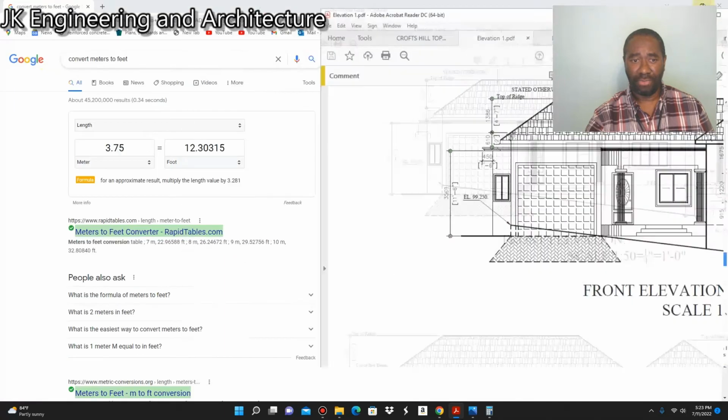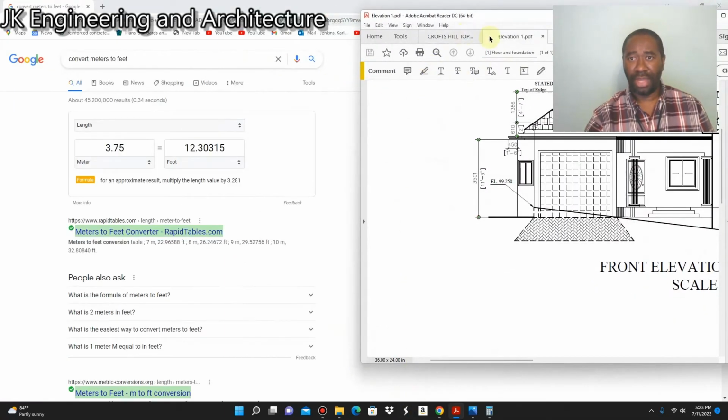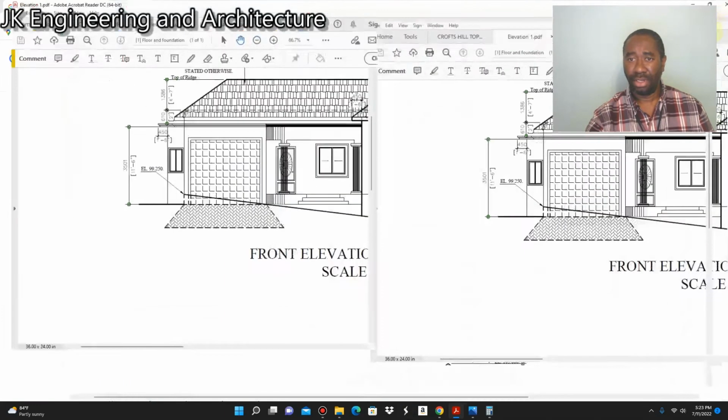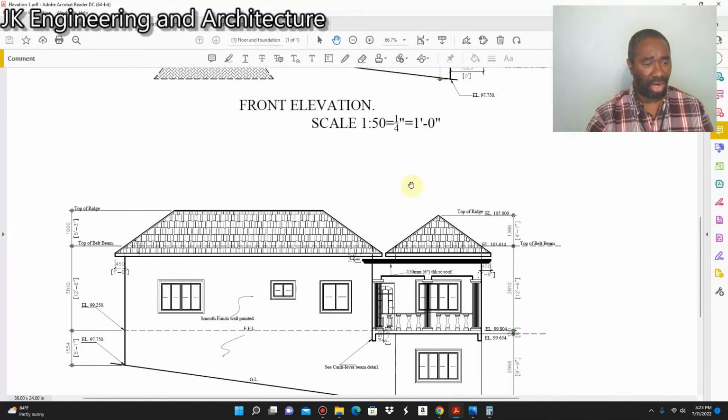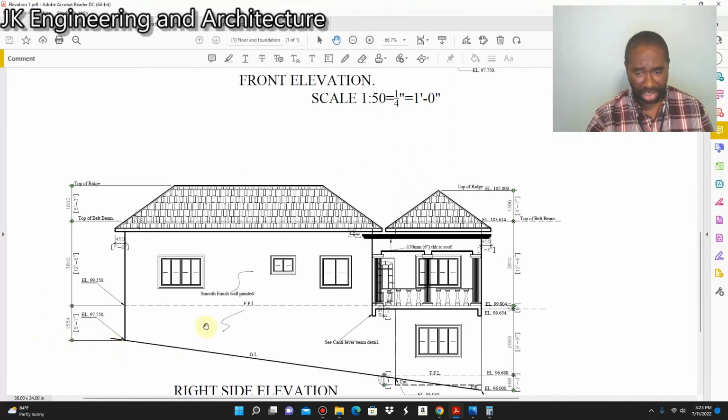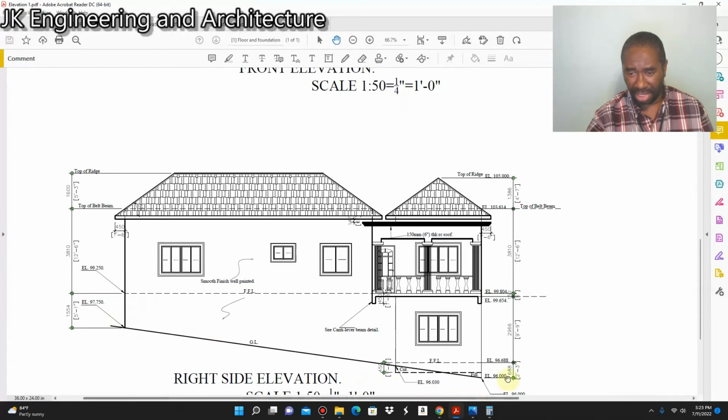So if we should observe that, all we need to do is just subtract this elevation of 99,250 from 97,750, and we're going to get approximately 1,500 millimeter or 1.5 meter, and that is going to be equivalent to 5 feet. And I did this all the way around the four corners of the building to get my difference in elevation.